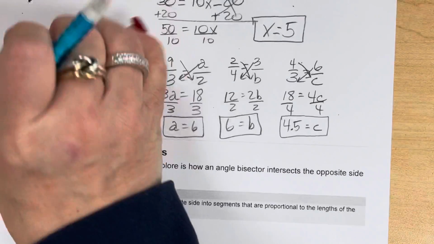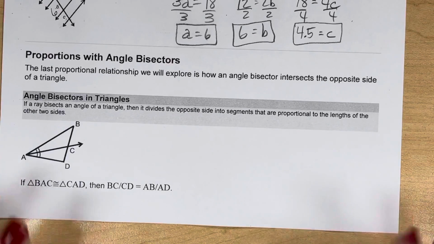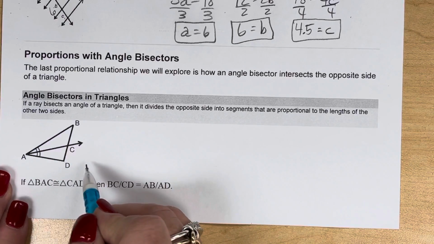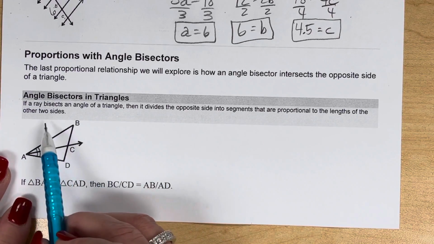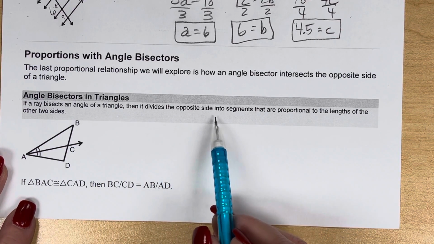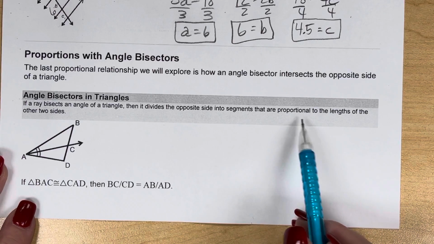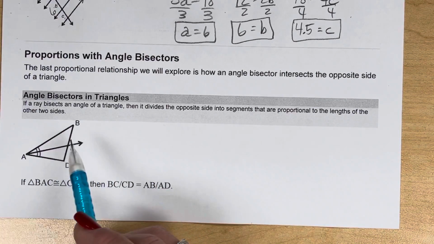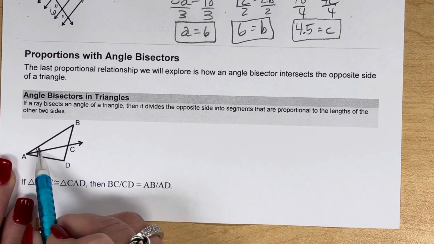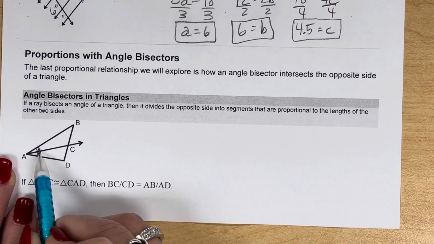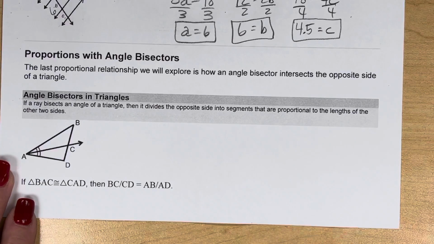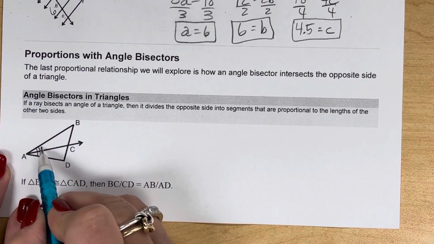All right. Now, there's also proportions with angle bisectors. It's been a while since we did angle bisectors, so this gives you a good visual, okay? But if a ray bisects an angle of a triangle, then it divides the opposite side into segments that are proportional to the lengths of the other two sides, okay? So what they're saying is this. As you know, this ray splits angle A into two congruent parts. That's what a bisector does. It splits it into two equal parts, okay?